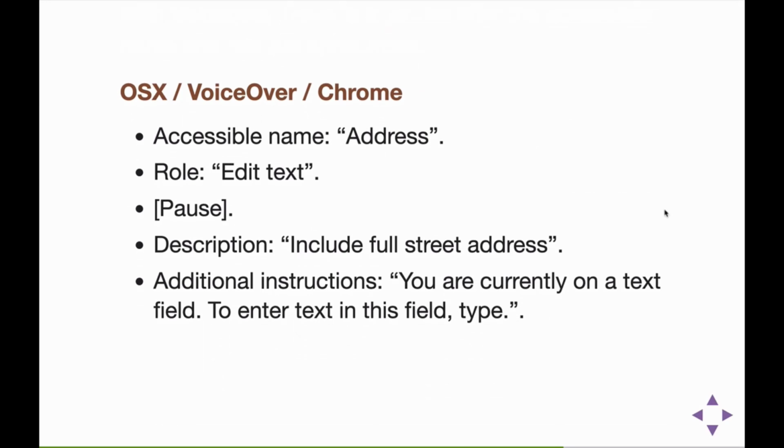So you'll see as we go through, there's a bit of a pause in the middle. What you would get in something like VoiceOver in Chrome is the accessible name of address, and then it would say the role of edit text. And remember how I said that it's either a role or a very short piece of information about how to use it. Then there'd be a pause, and then the description of include full street address, and then additional information, which would be something like you are currently on a text field. To enter text in this field, type. So you would actually get address, edit text, pause, include full street address, you are currently on a text field. To enter text in this field, type.